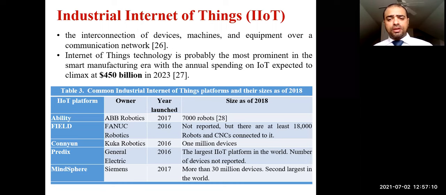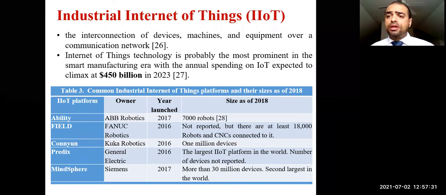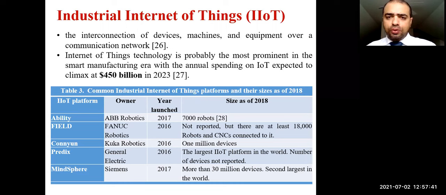Let's look at some of the platforms that are used for IIoT. For example, the Ability platform by ABB. In 2017, it had 7,000 robots on the platform. The Field platform by FANUC. There's also different ones, MindSphere by Siemens. There are also other platforms that have been developed by big giant tech companies like Amazon and Microsoft. So this market is still a very hot market and expanding aggressively.